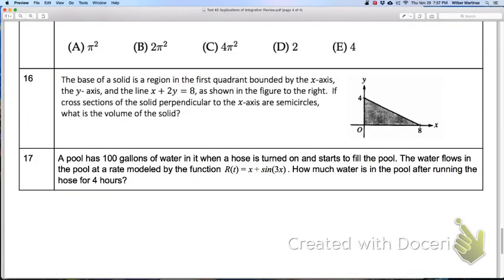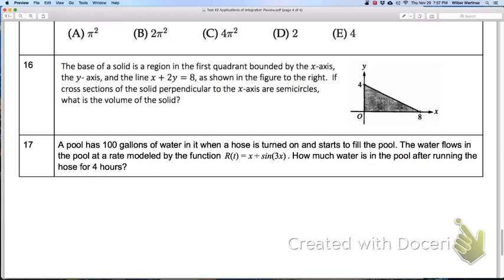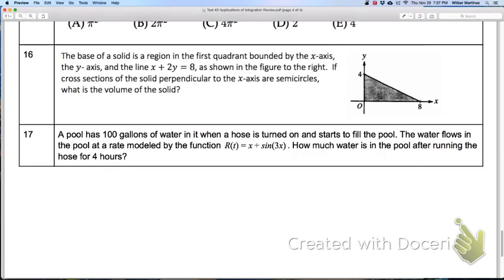Number 16. Says the base of a solid is a region in the first quadrant bound by the x-axis, the y-axis, and the line x plus 2y equals 8, as shown in the figure to the right. If cross-sections of the solid perpendicular to the x-axis are semicircles, so remember that semicircles perpendicular to the x-axis would look like this.